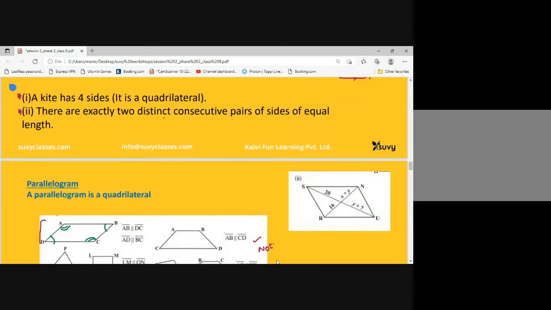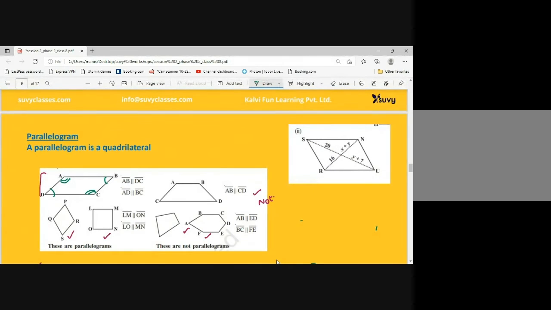Okay. If this is clear to you, we have a problem. Let me show you a second. See, visible? Ma'am, it is your parallelogram slide in which you explained. Yes, this one. Visible? So, according to this, RSNU is a parallelogram. You have to calculate x and y.